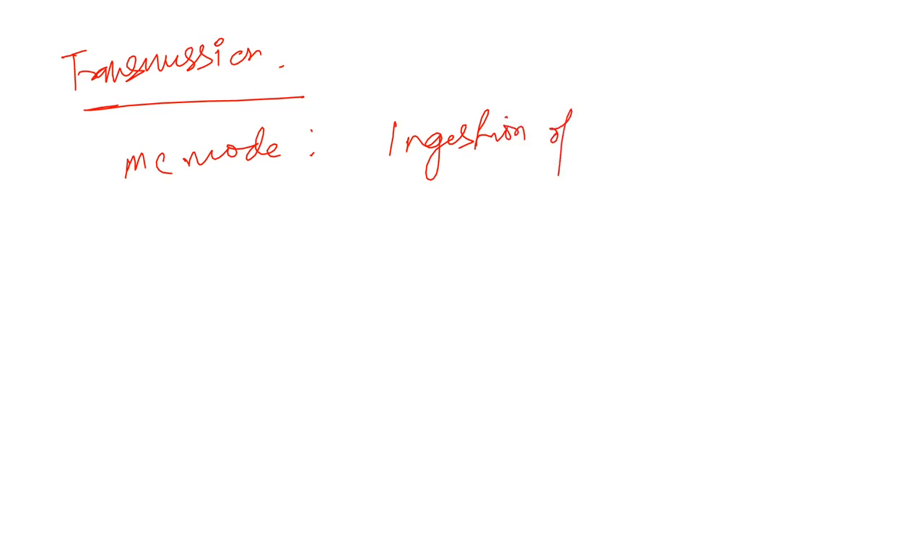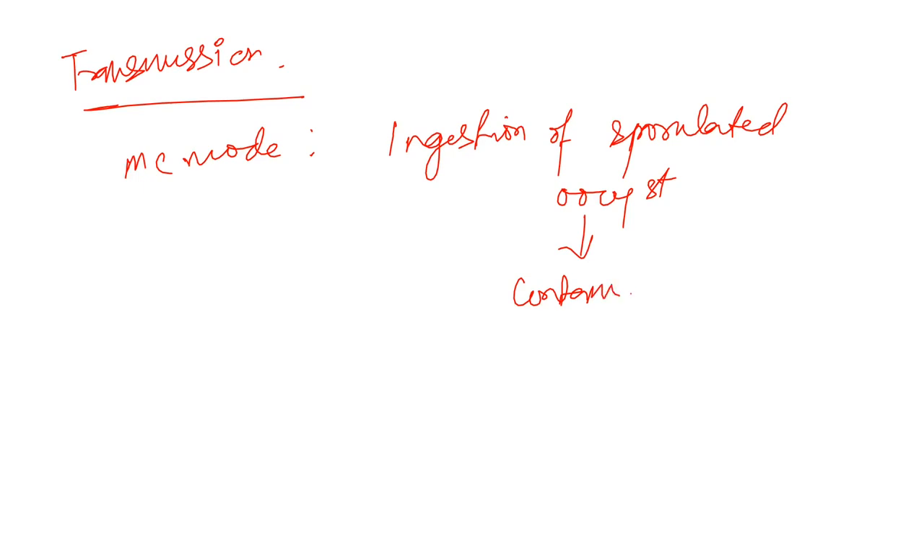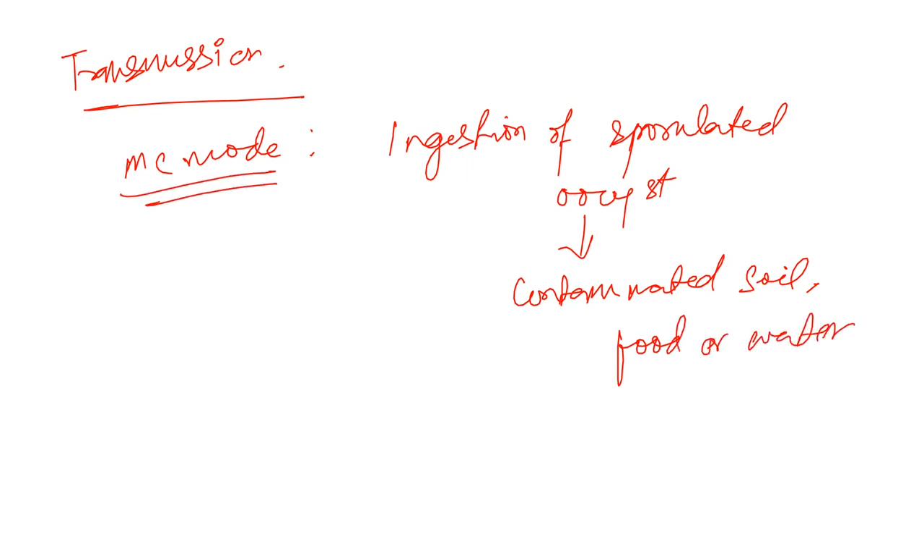So let's see the transmission. How does transmission happen? Most common is ingestion of sporulated oocyst. This is the most common route, through contaminated soil, food or water. So this is the most common mode. Then number 2 is ingestion of tissue cyst.